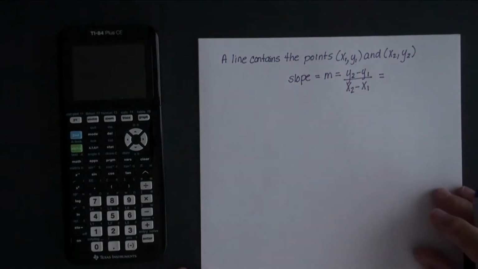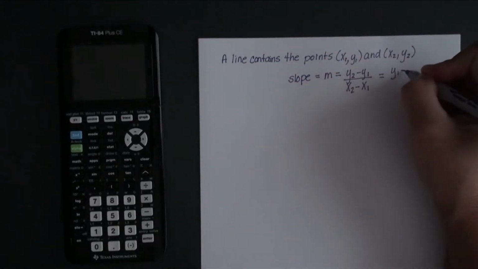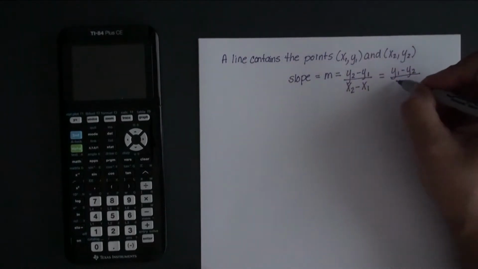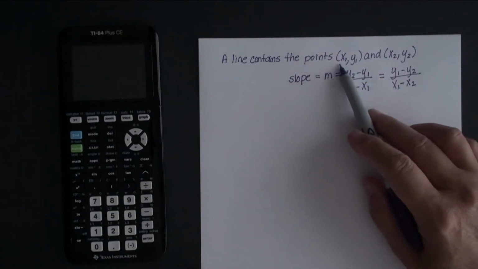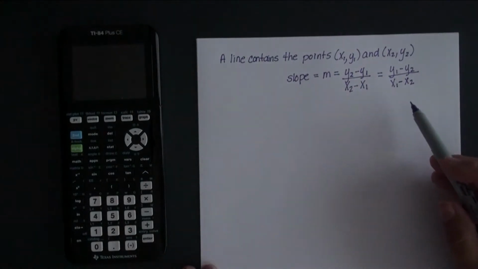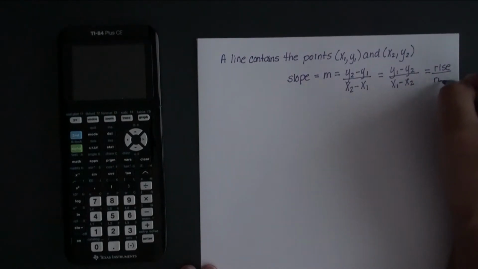And it does not matter which y value you start with, so we could have done y1 minus y2 over x1 minus x2. Just make sure that whichever y value you start with, the x value is in the same point. So that is the equation for the slope. Sometimes we think of slope as rise over run.